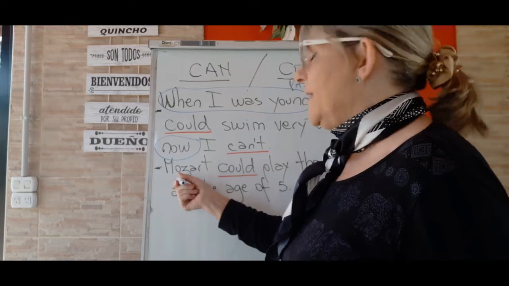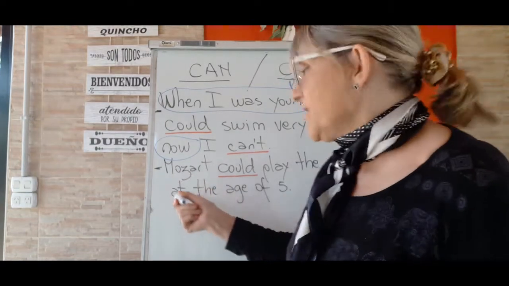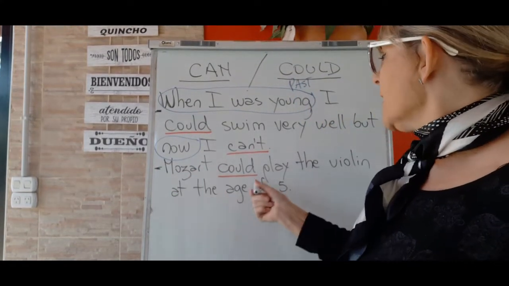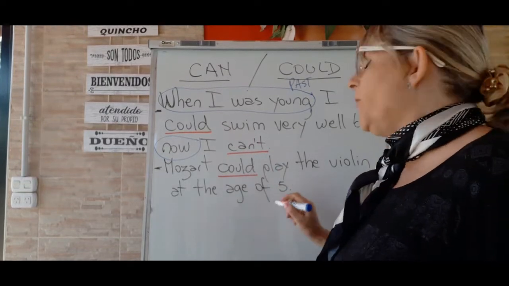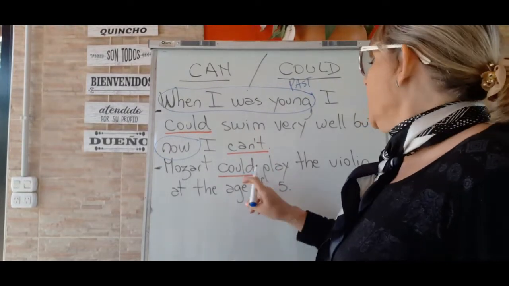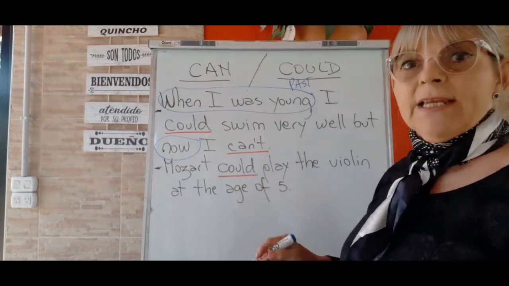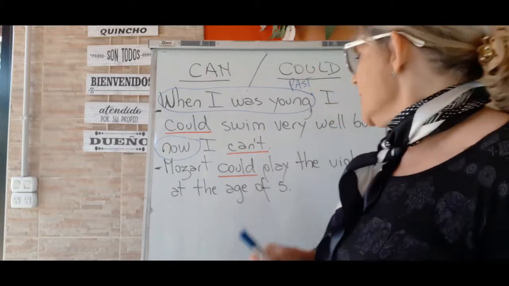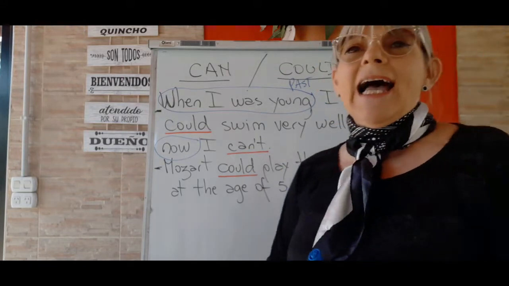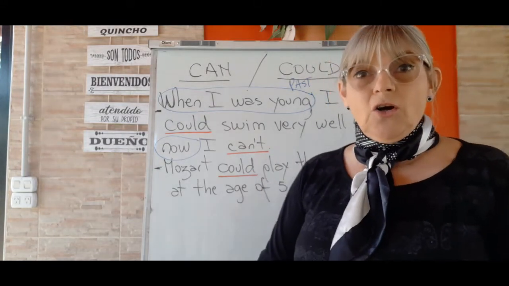Mozart. This is a famous musician, okay? Mozart could play the violin at the age of 5. He could play the violin at the age of 5, okay? Él sabía tocar el violín a la edad de 5.